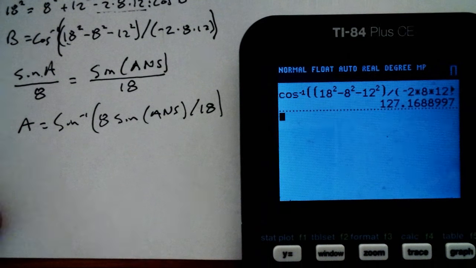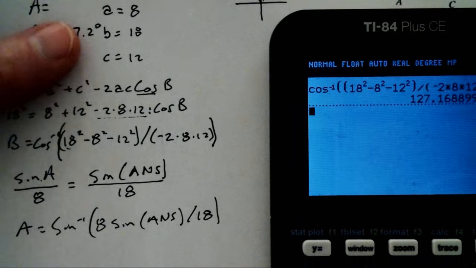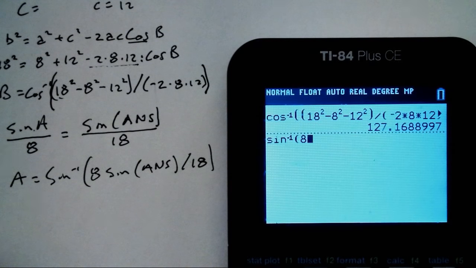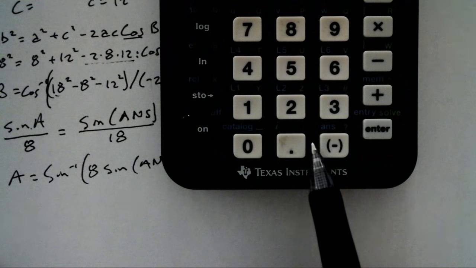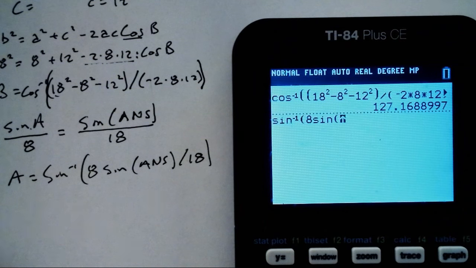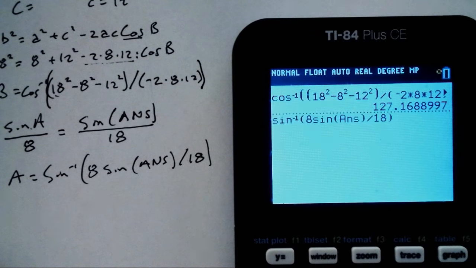Because again, angle B isn't really 127.2. It's really what's loaded in my calculator there. So, second sine inverse, and it's 8 times sine of answer. Second, negative, is answer. And what that does, I'm sure most of you know this, is use that value that was previously calculated. So there's sine of answer. We need to divide by 18, and we double check these things. It's easy to make a mistake there. That looks good. And angle A is 20.7 approximately.